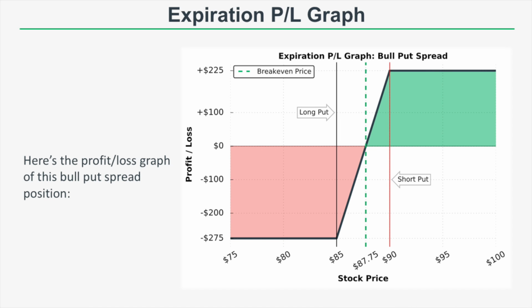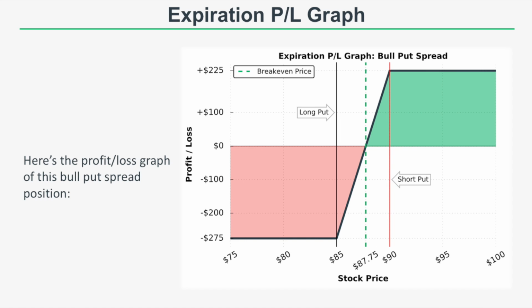So in this case, we have a $5 wide put spread, and we collected $2.25 for that spread. So $5 minus $2.25 gives us $2.75 that we can lose on the spread. Now if we multiply that $2.75 loss times 100, we get a maximum loss of $275. That maximum loss occurs if the stock price is at or below $85 at expiration, so at or below our long put strike price.